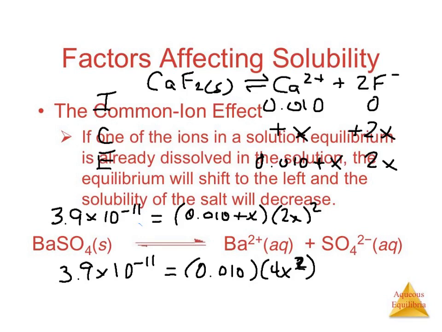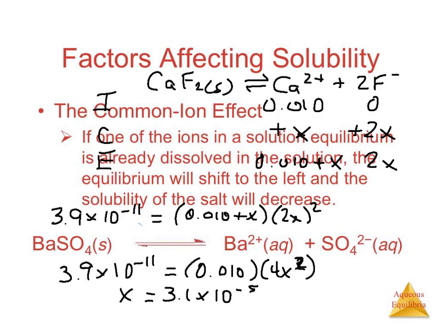So now we can solve this thing just like normal. Solve for your x, solve for your solubility, and once you do that, you should end up with an x value of 3.1 times 10 to the negative 5th. And that x value is our solubility for this.